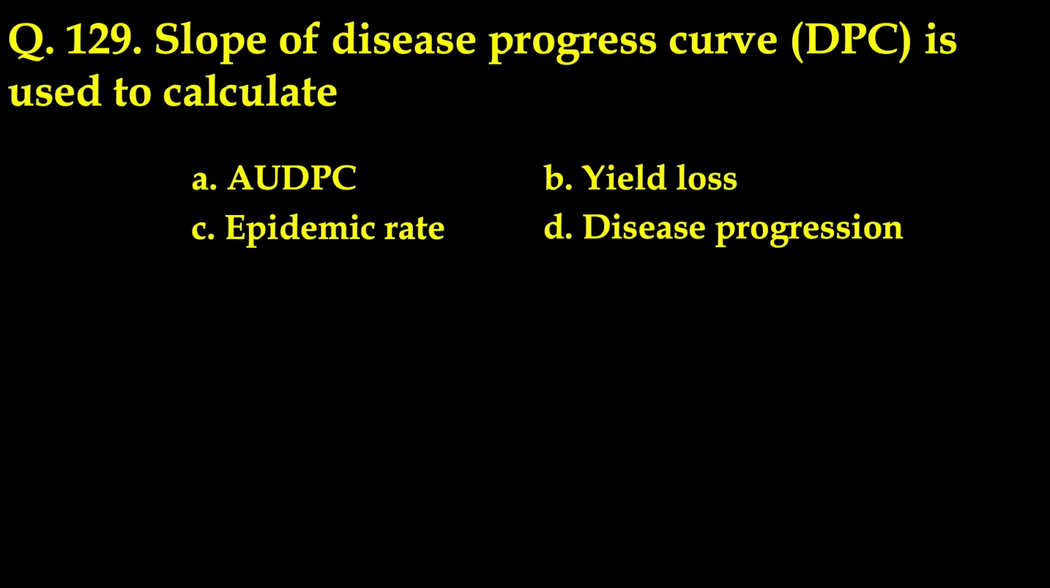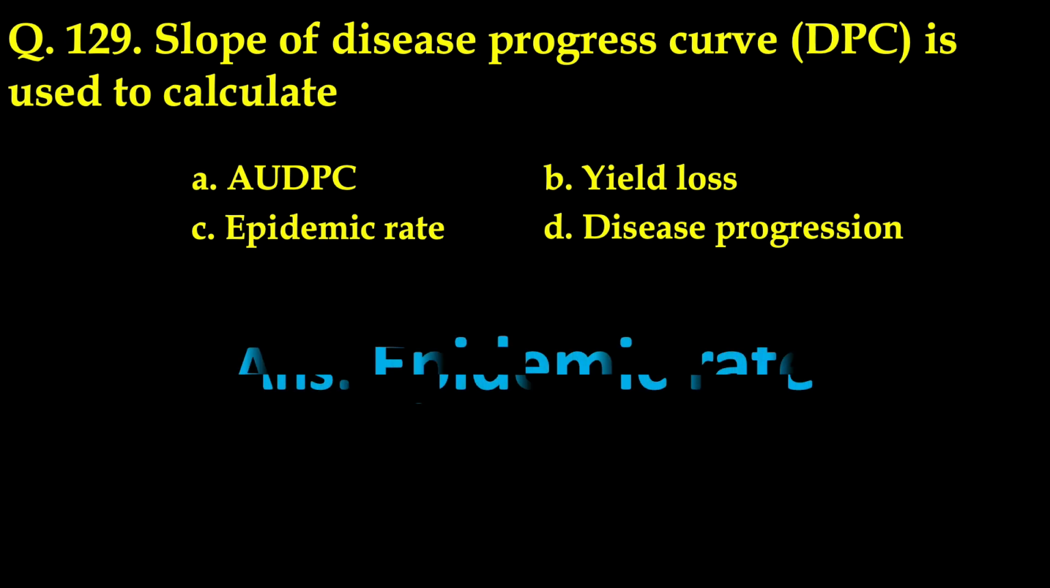Next question is on slope of disease progress curve, or DPC, is used to calculate. Out of all these four options, the correct answer is epidemic rate. For more details on AUDPC or DPC, or say endemic rate and disease progress, please see question number 102 and 103 of my last video, that is part 5 of memory based question paper of NET 2023.